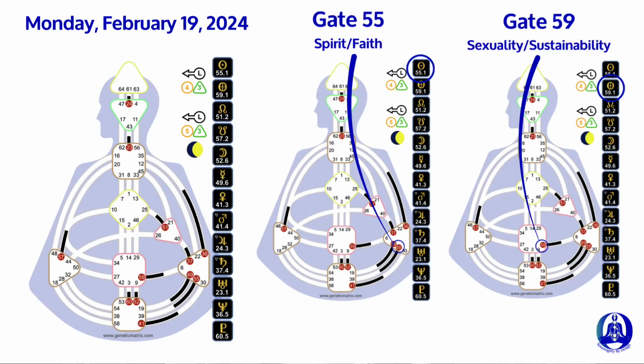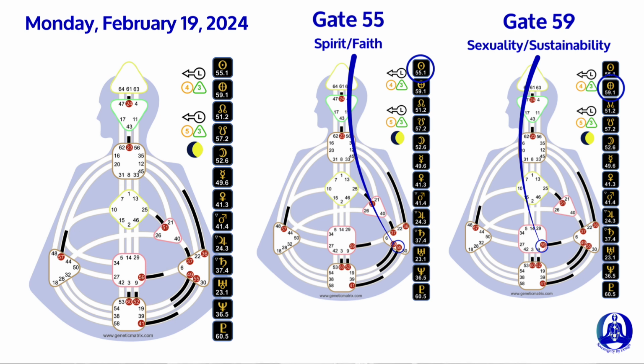Then on Monday, February 19th, the sun is going to move into the gate 55 and the earth is going to move into the gate 59. So again, we have two gates on the emotional solar plexus. The gate 55 is on the emotional solar plexus and the gate 59 is on the sacral center. So coming off of the previous transit, we've got the same two centers highlighted by these particular gates.